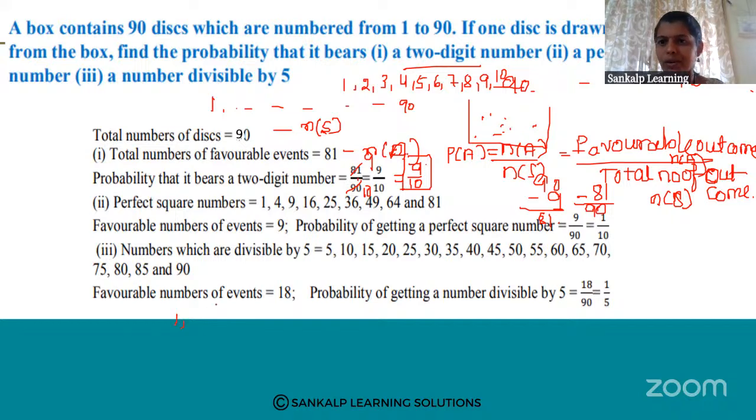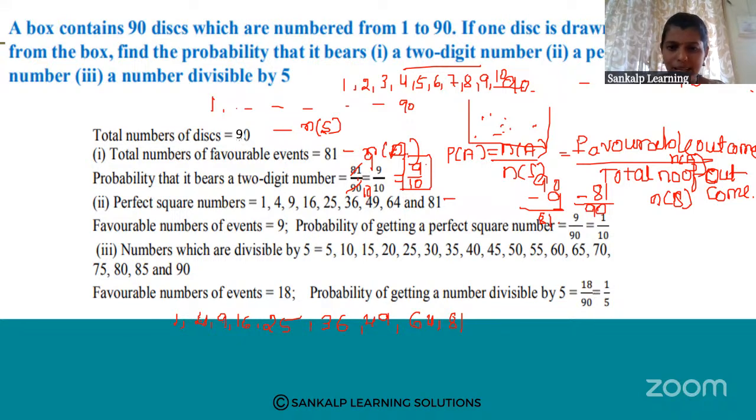1 is a perfect square number. 1 square is 1, 2 square is 4, 3 square is 9. Next 16, 25, 6 square is 36, 7 square is 49, 8 square is 64, 9 square is 81. So up to 90, then 90 is not a perfect square number. So we are getting 1, 2, 3, 4, 5, 6, 7, 8, 9 numbers. These all are perfect square numbers.